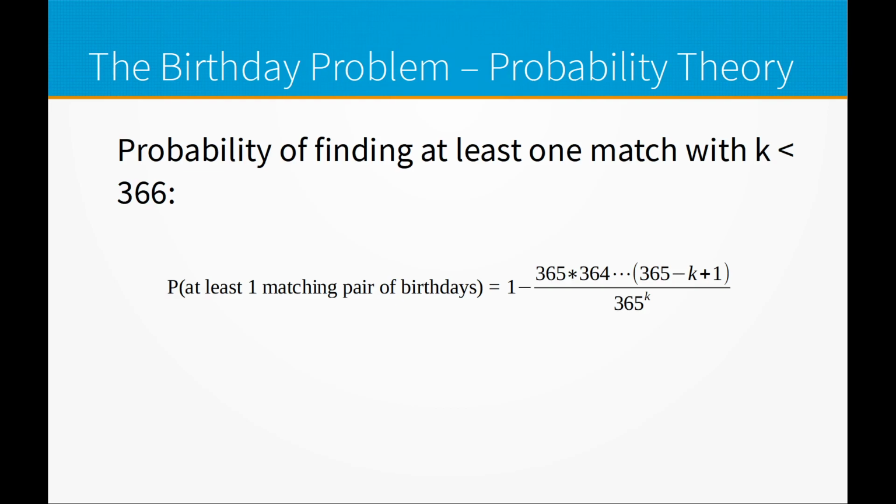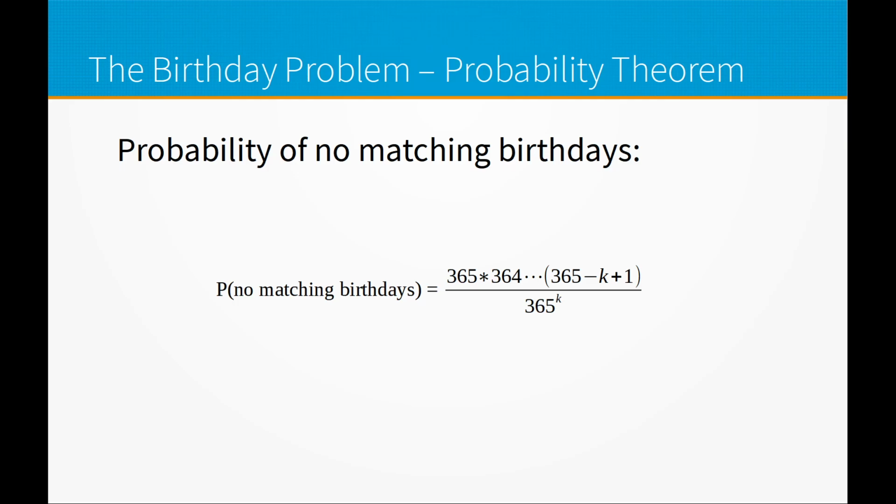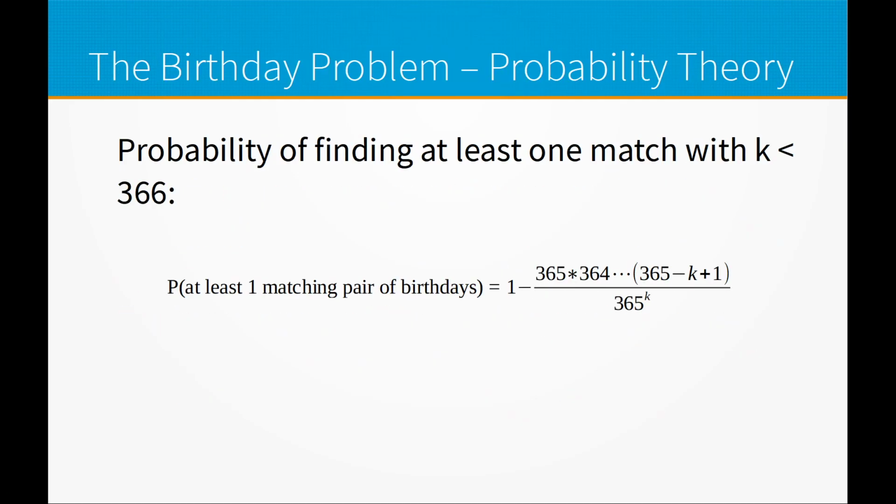All right, so as k gets larger, the probability goes to 1. And as k gets smaller, as k goes towards 2, the probability goes to 0. So to find a value in that range, we can take the total probability as k gets larger and larger, meaning over time you'll get to a probability of 1, and then subtract the probability of not having a match, which we can easily get, again, from this formula here. So we use this formula to get the probability of having at least one matching pair of birthdays.